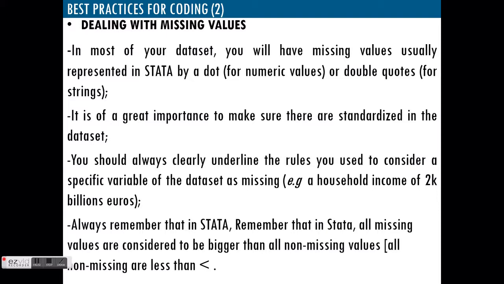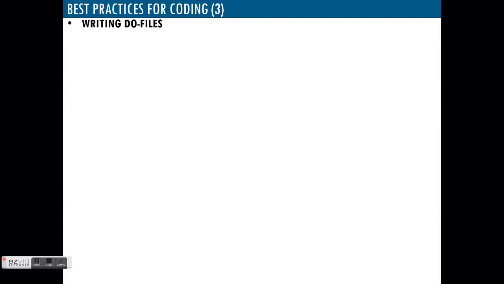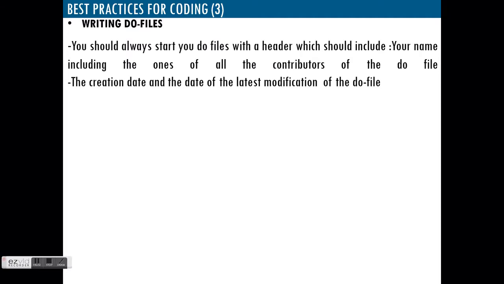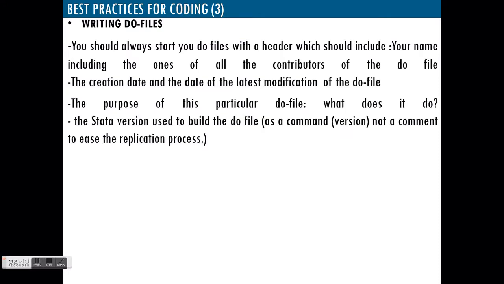Now, how do you write your do file? Always start your do file with your header. When you start your do file, you always have to put your name, including all of your contributors. And in the do file, you always have to specify the date of creation and the date of the latest modification. Especially, you have to specify what the purpose of this particular do file is, what it does.